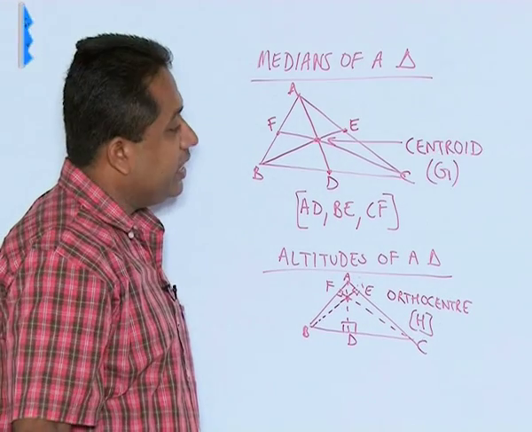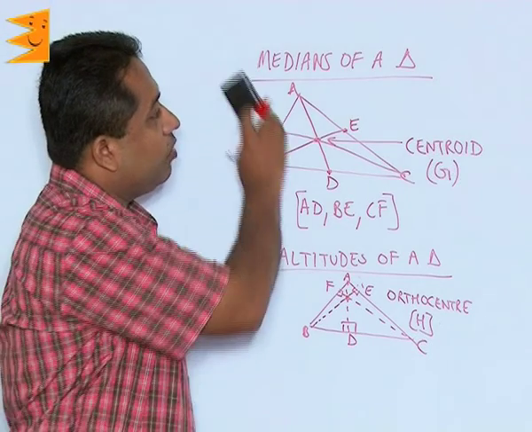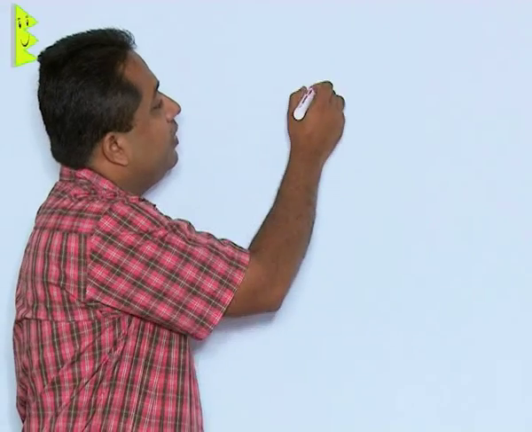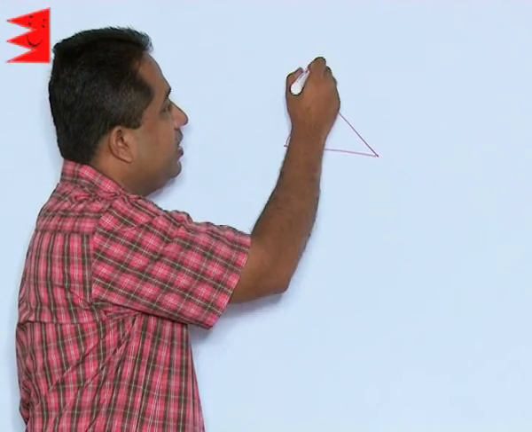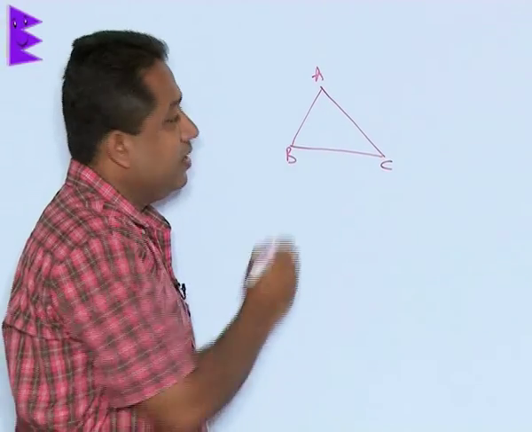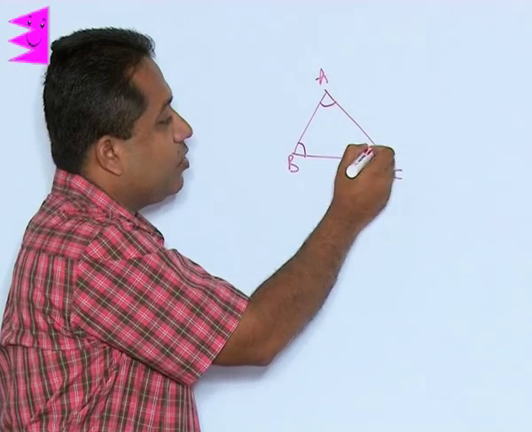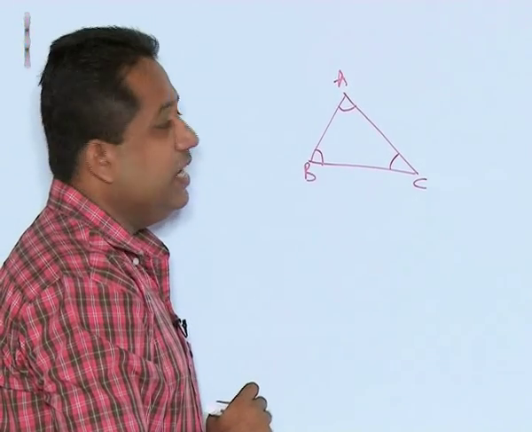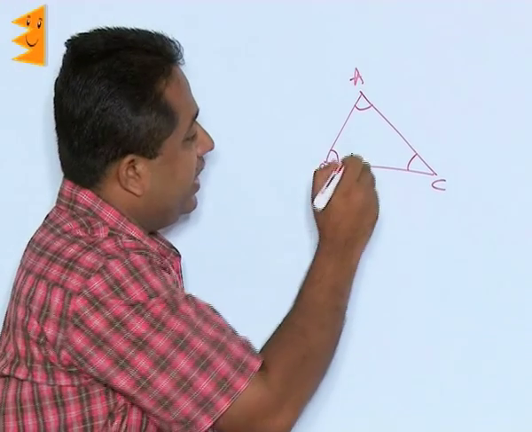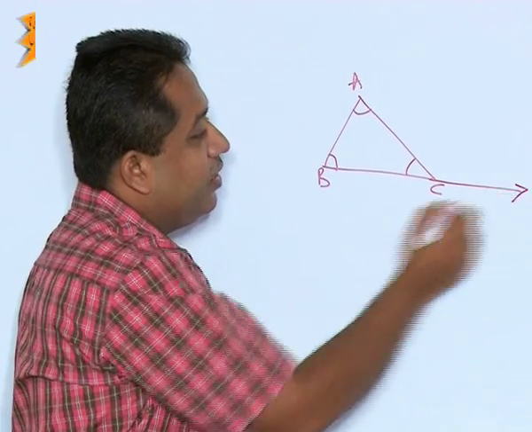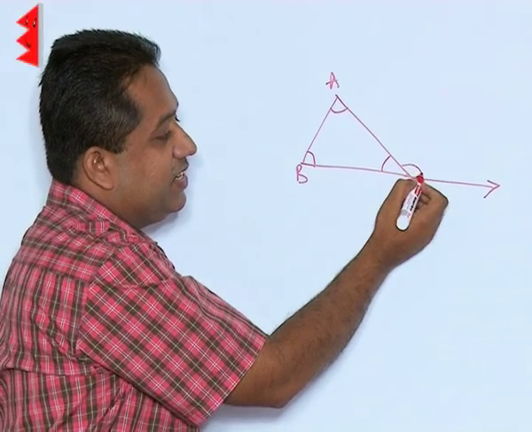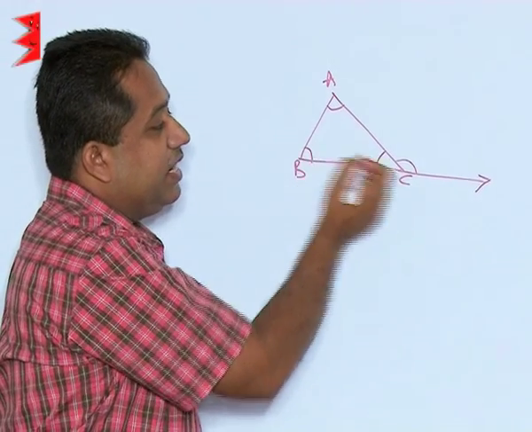Now, next we are going to study what an exterior angle of a triangle is. When we draw a triangle, the space inside the triangle is known as the interior of the triangle, and the angles inside the triangle are known as the interior angles. So, we have 3 interior angles. Therefore, what is the meaning of an exterior angle? You can extend any of these sides and we will get an exterior angle here. So, this is an exterior angle, and these 3 are interior angles.